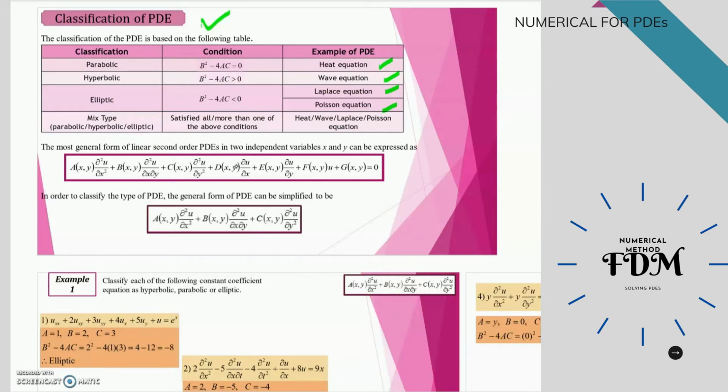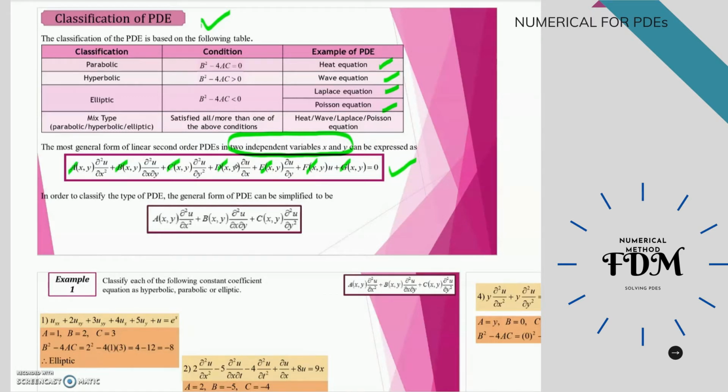Okay, so we must begin with the general form or general equation of PDE in two independent variables x and y, for example. Alright, okay, let's say we have this equation. This equation is a general form of second order linear partial differential equation, where you have A here, B, C, D, E, F, and G. These all we call coefficients.